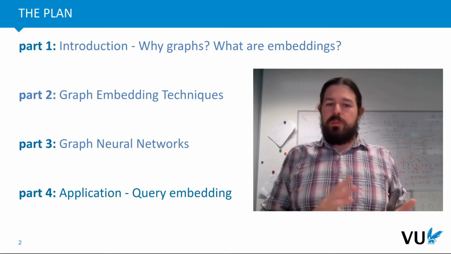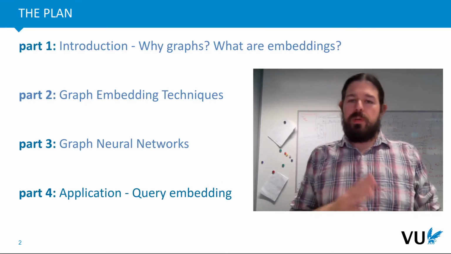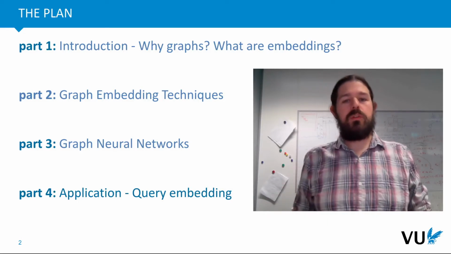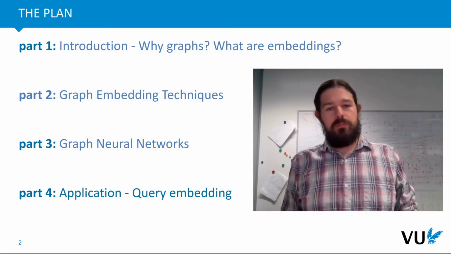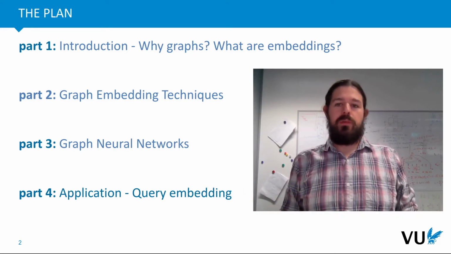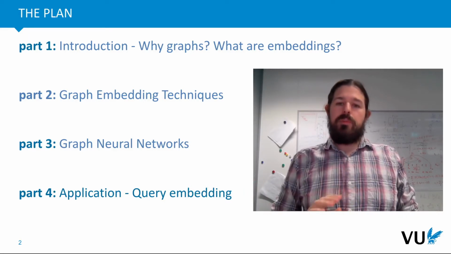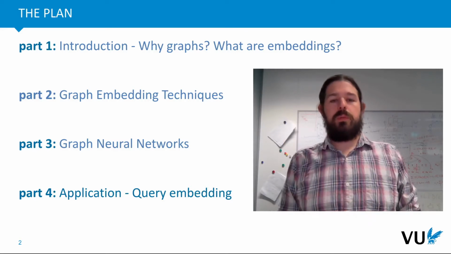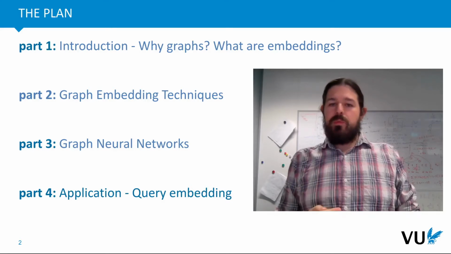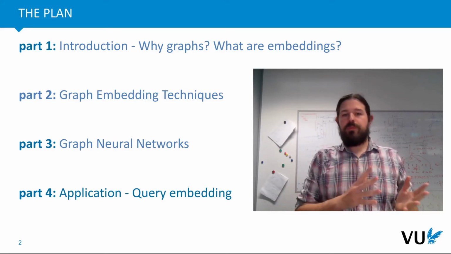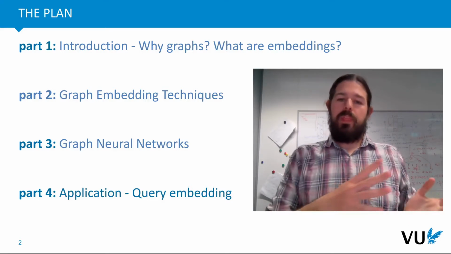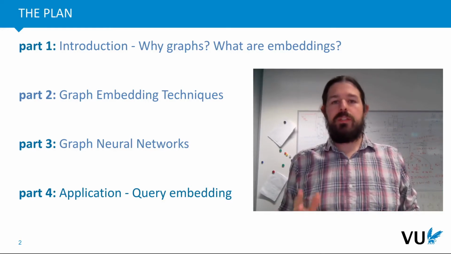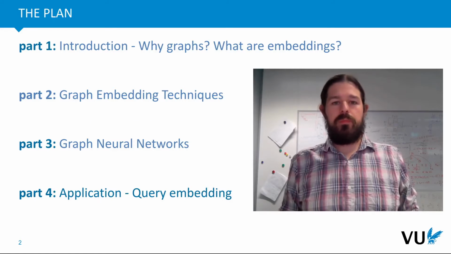So this will basically be split in 4 or 5 parts. The first part has 2 subparts. The first one talks about why we care about graphs and what graphs actually are. Part 1b cares about what embeddings are. Then in part 2, we will talk about graph embedding techniques, basically combining these two aspects from the first part. Then we will talk about graph neural networks, which is a different way of getting graphs into neural networks. And then in part 4, we will talk about an application on query embedding.